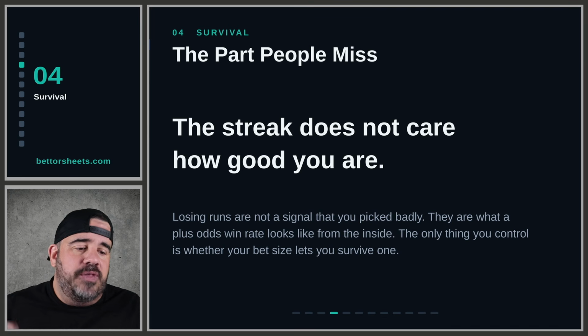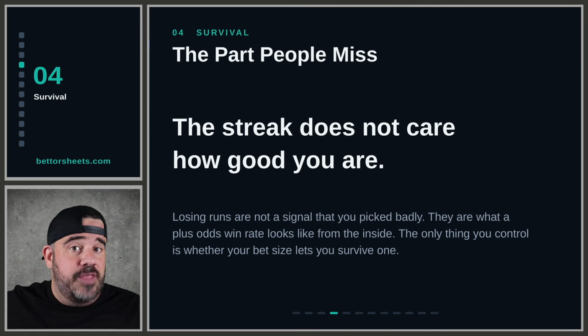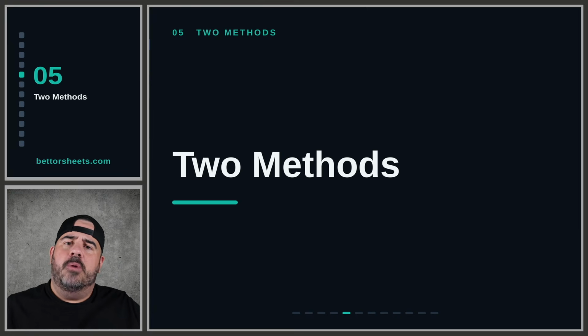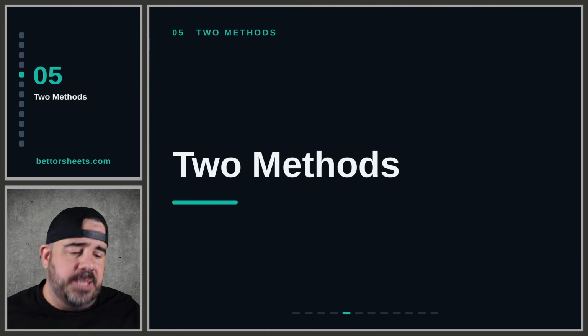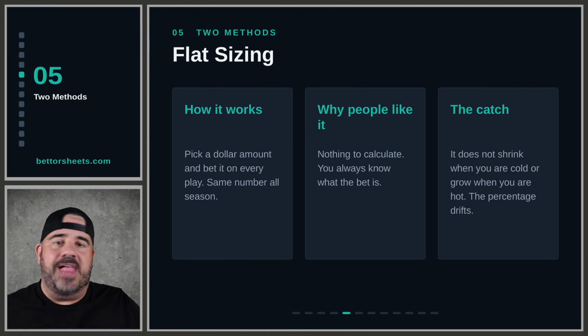Cool. So the only thing you control is whether your bet size lets you survive somebody not doing their job on the field, the court, the diamond, whatever. Got it? Cool. Moving on to two methods real quick. Now, what do you mean by two methods, you ask? Let me tell you, because you're probably very familiar with the first method, which is known as flat sizing.